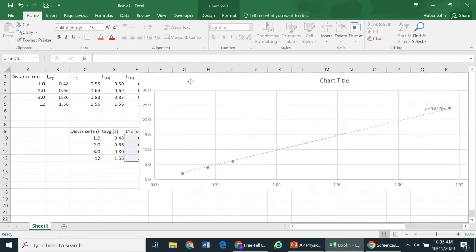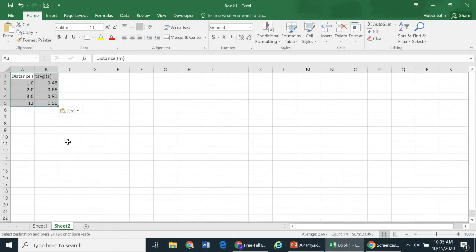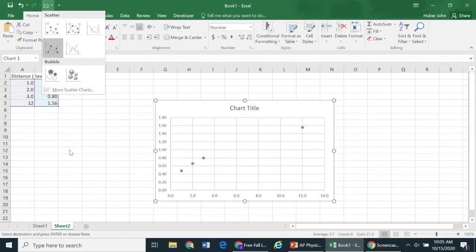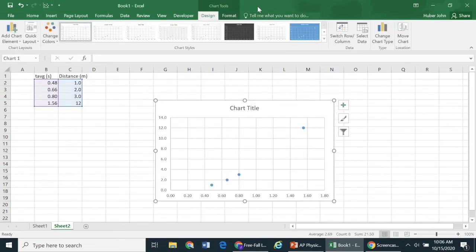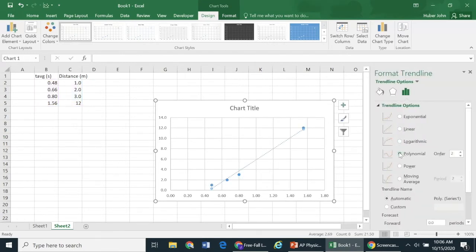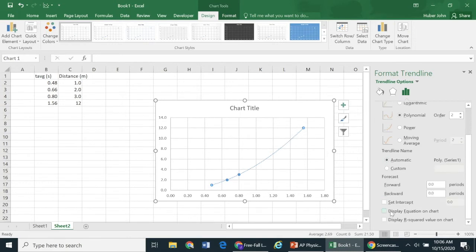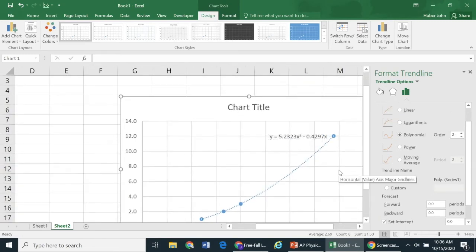Let me just keep that there, but I want to copy these distance and time measurements for a second. And I'll just draw them onto a new sheet here. Ideally, that's what you were supposed to get for the linearized graph. And for the regular graph, you should have gotten something that looked like this. And if we added a trend line, you should have seen a polynomial fit would work for that. And if we displayed the equation on the chart, now notice it's not perfect, but it's close.